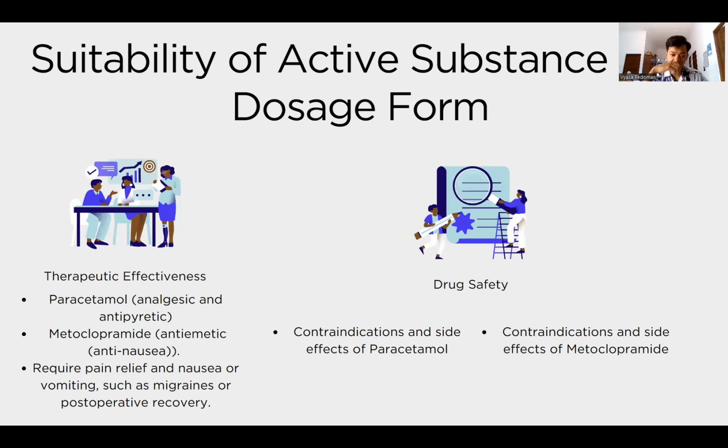And for the second one, we discuss the drug safety. We also need to consider whether it is safe to take paracetamol and metoclopramide at the recommended dose. However, the side effects and contraindications of the two ingredients must be considered. So, first, the contraindications and side effects of paracetamol.